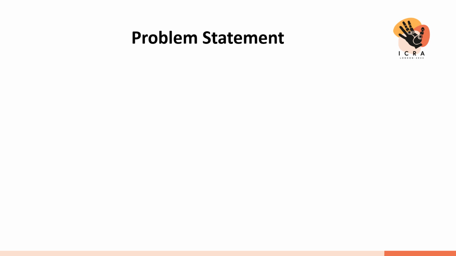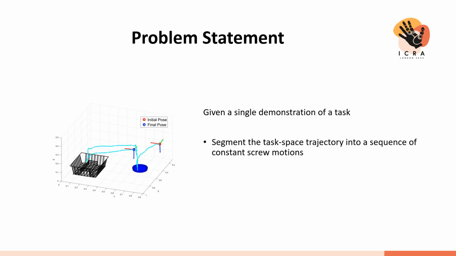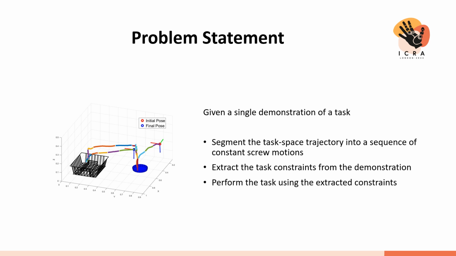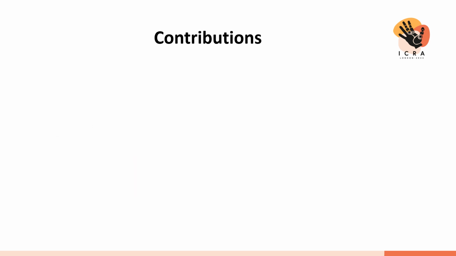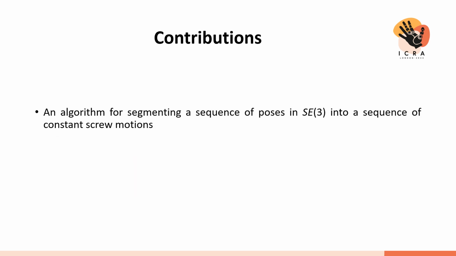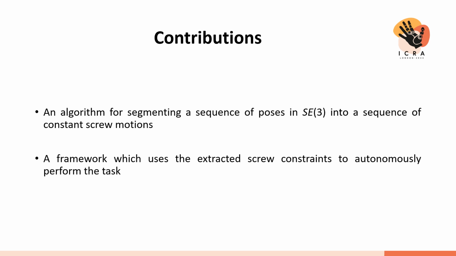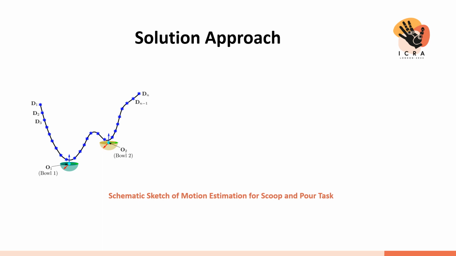The problem that we are trying to solve can be stated as: given a single demonstration of a task, segment the task space trajectory into a sequence of constant screw motions, then extract the task constraints from the demonstration, and finally perform the task using the extracted constraints. The contributions of this work include an algorithm for segmenting the sequence of poses in SE(3) into a sequence of constant screw motions, and a framework which uses the extracted screw constraints to autonomously perform the task. The solution approach for the problem is explained here using the scoop and pour task as an example. For a detailed description, please refer to the paper.